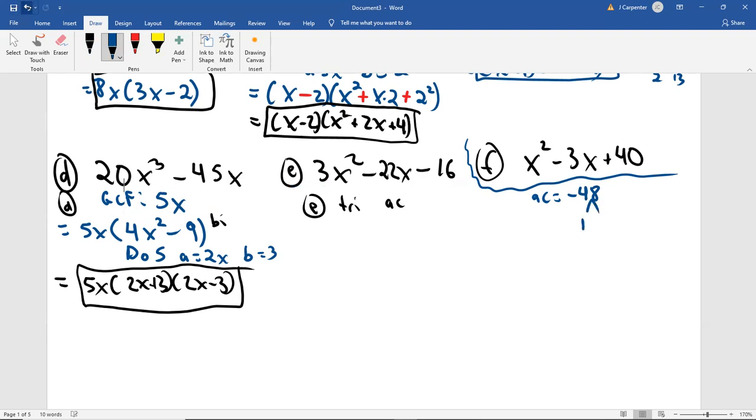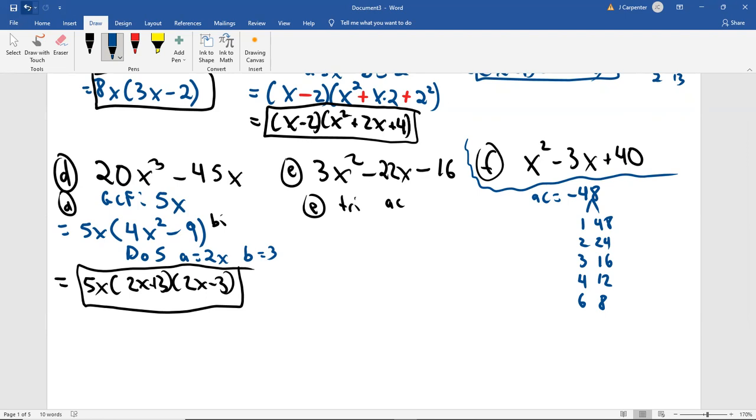Factor pairs, 1 times 48, 2 times 24, 3 times 16, obviously, 4 times 12, 5 won't go in, 6 will go in 8 times, 7 won't go in, 8 would go in 6 times, so we got them all. We are supposed to be subtracting, because this is a minus, to try and make a 22, specifically a negative 22. So let's subtract the pairs.